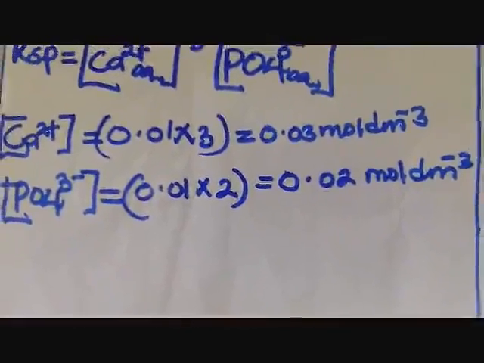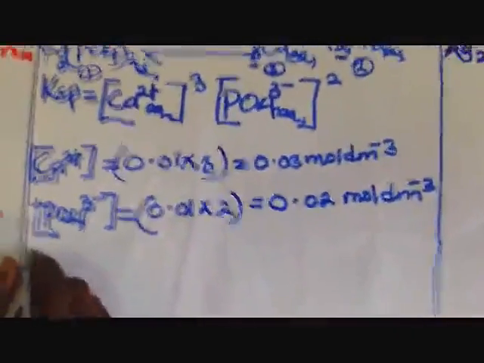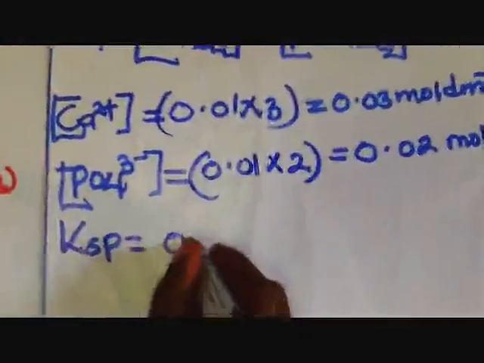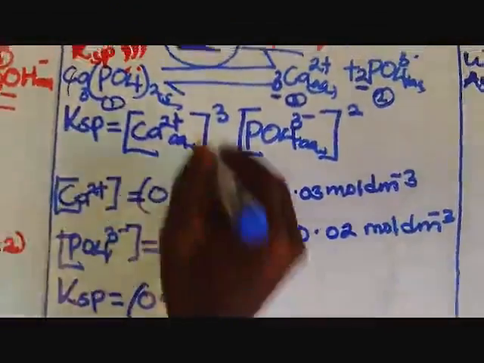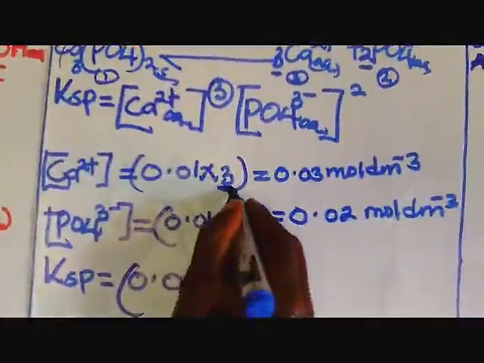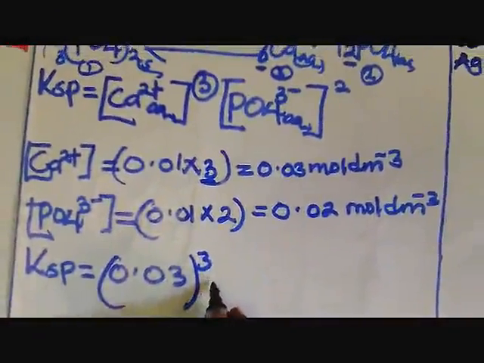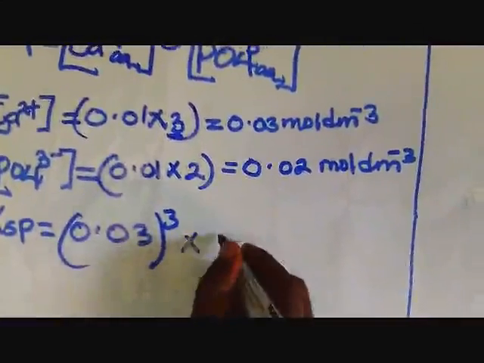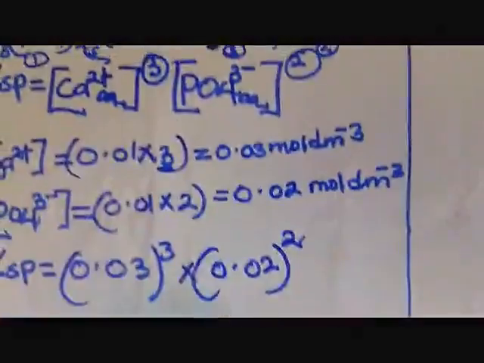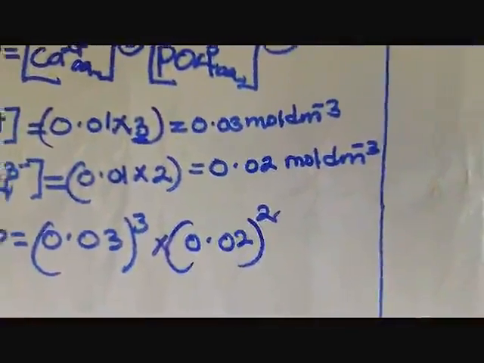After obtaining our moles per decimeter cubed, we are now going to substitute into our expression. So we are going to say Ksp is exactly equal to the 0.03. This is the concentration of calcium ions powered by what? Powered by the coefficient here. Don't forget it. That is powered by 3. Don't confuse it here. After multiplying, you forget again to cube here. After doing that, we shall set times the 0.02, but again we have to bring a coefficient, this coefficient. So we power again.